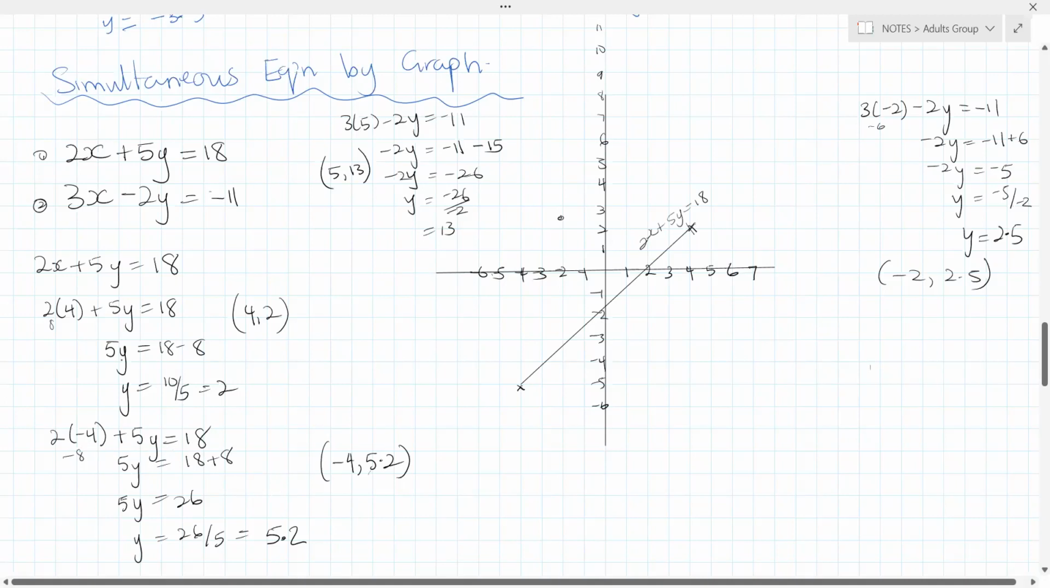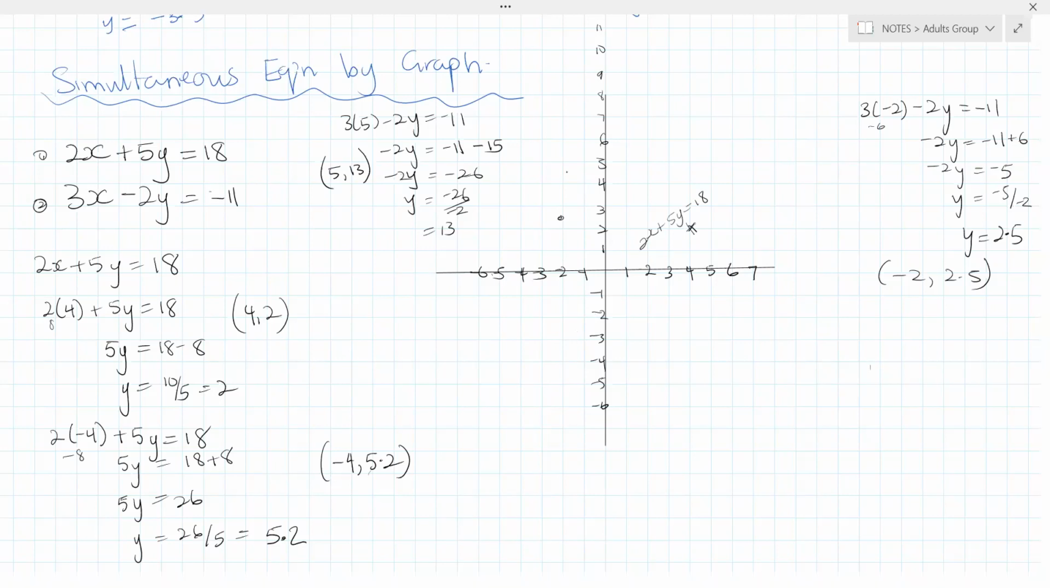26 divided by 5 is 5.2. So our coordinate was -4. All right, you're not helping our sister out, because it was -4, 5.2, and I went down to -5.2. -4, 5.2 is up here. Thanks a lot for the help, y'all.